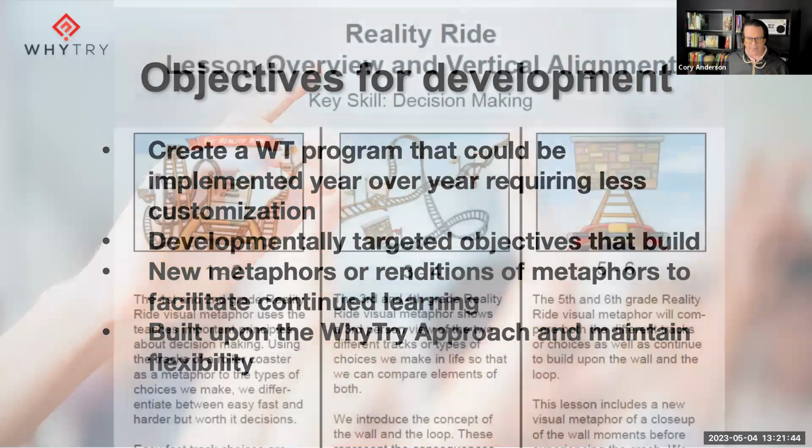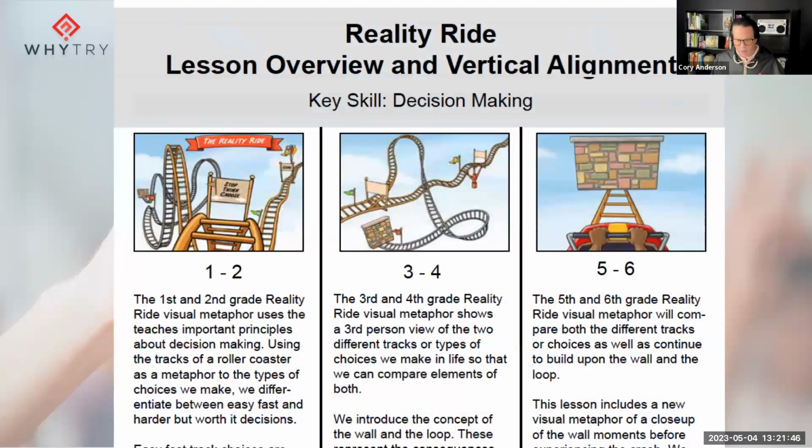So with that in mind, let's start with the reality ride. The reality ride is one of our initial units. It's all about decision making. And what you're looking at here is a resource in the toolkit that is what we call a vertical alignment that basically shows and explains what we do in first and second grade compared to third and fourth grade, compared to 5th and 6th grade. If I were to scroll down here, it actually shows the objectives that are attached to each of those grade levels as well. So it gives a good overview of where we go.